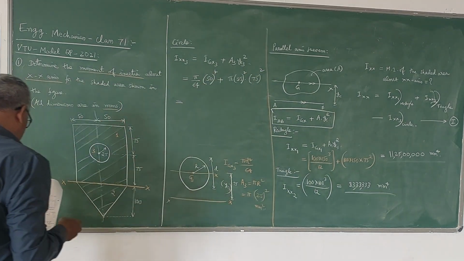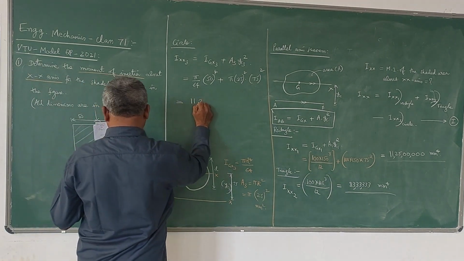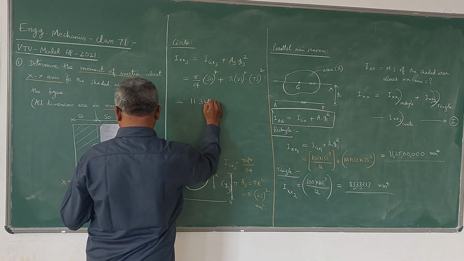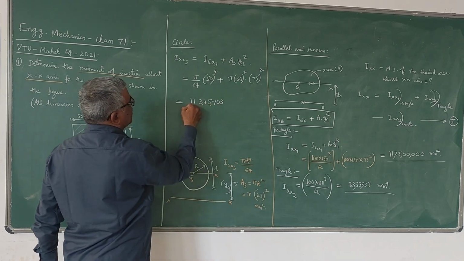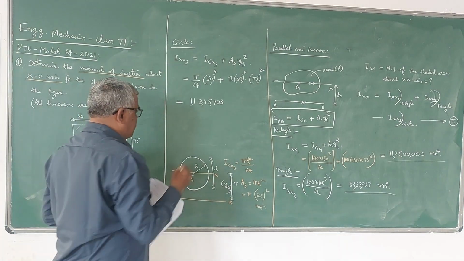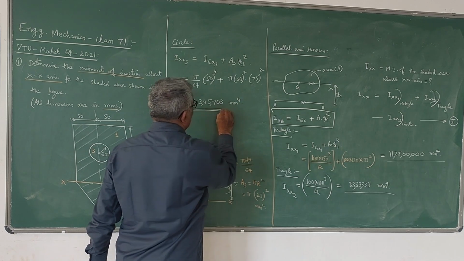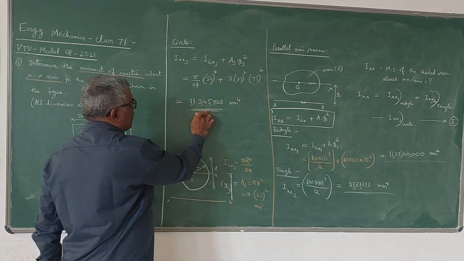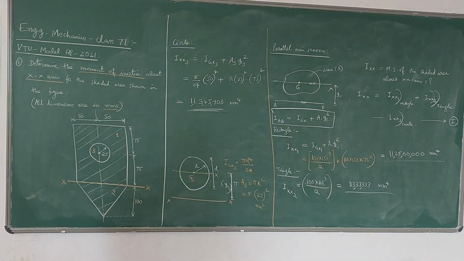If you simplify this, you are going to get 1,13,45,703 millimeter power 4. Please check the value; for the decimal I have omitted. We include the units because it is millimeter power 4. Now we got all the three values.